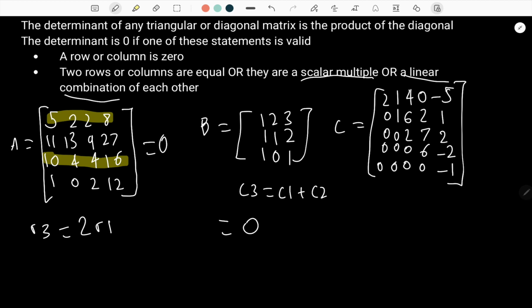And as for the last one, we can see that it is upper triangular, as there are only zeros below the diagonal. So we just have to do 2 times 1 times 2 times 6 times -1, which is equal to -24.